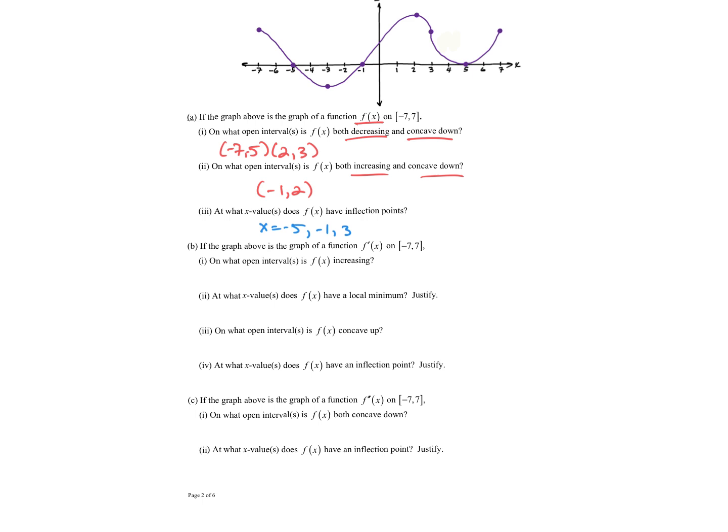All right, now let's look at B. So now we're going to change the way we are thinking, and Luke is going to be our reader for part B. If the graph above is the graph of a function f prime of x on the interval -7 to 7, on what open intervals is f of x increasing?